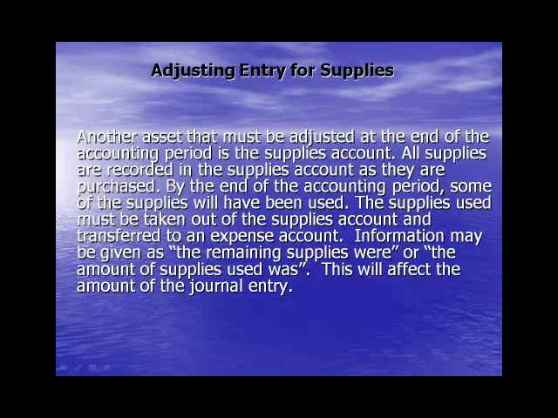Another example is the adjusting entry for supplies. Another asset that must be adjusted at the end of the accounting period is the supplies account. All supplies are recorded in the supplies account as they are purchased. By the end of the accounting period, some of the supplies will have been used. The supplies used must be taken out of the supplies account and transferred to the expense account. You might be told what the remaining supplies were, or the amount of supplies used, which means we know we used X amount of supplies. This will affect the amount of the journal entry.